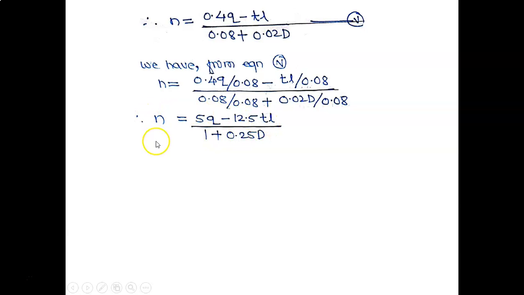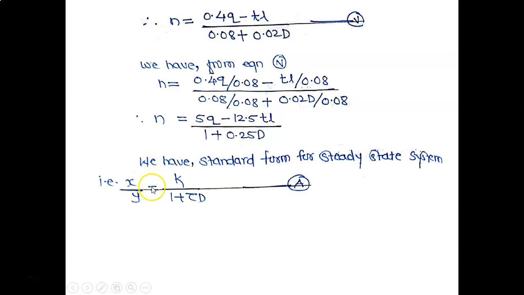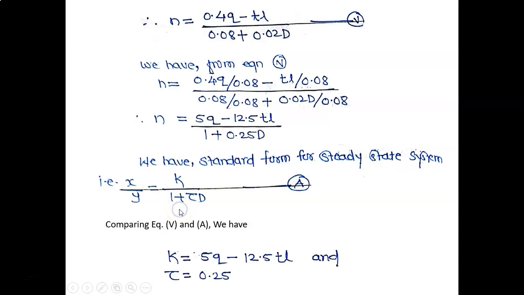Now we will compare this equation with the standard form. What is our standard form? X divided by Y is equal to K divided by 1 plus tau D, where K is equal to system gain and tau is equal to time constant. Therefore, comparing this equation with the standard form, K is equal to 5Q minus 12.5 TL and tau is equal to 0.25. Therefore, this is the end of problem number 6 and the end of this chapter number 2.